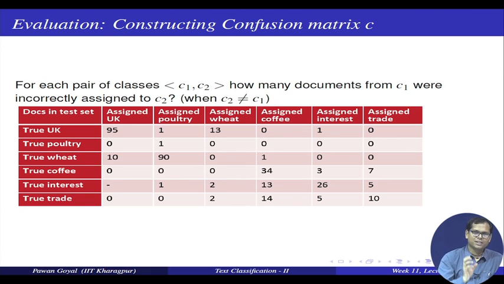Okay. So that's why this is called the confusion matrix. Where is my classifier confusing? In 95 cases it assigned UK, and it was actually UK. In 10 cases it assigned UK, but it was actually wheat.